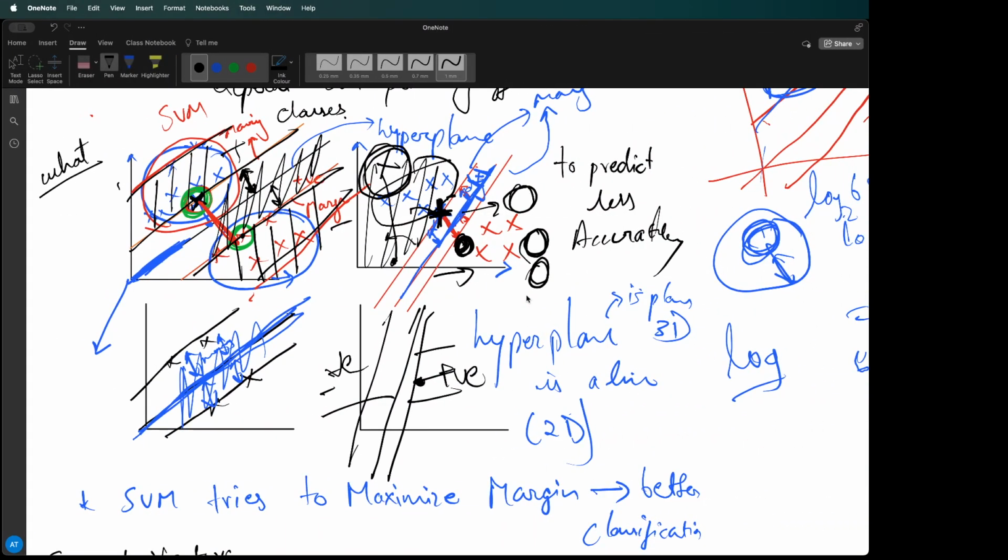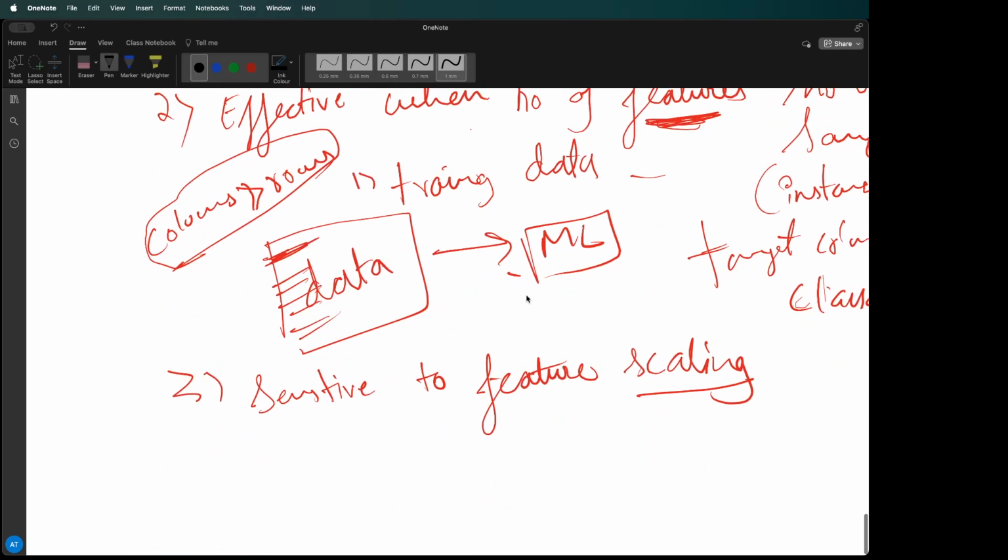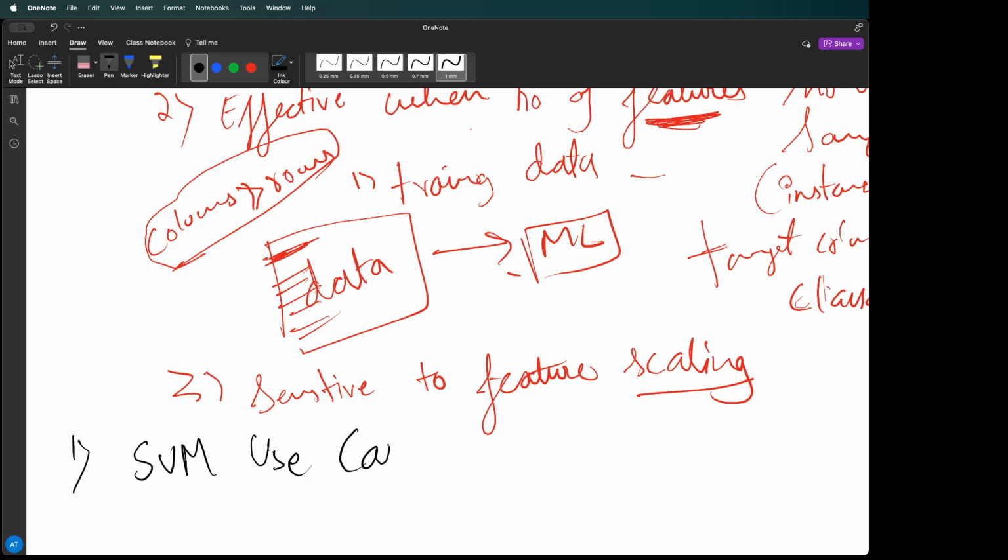Okay then, we will continue forward with some basic use cases, and strengths and limitations. That's it. Two more topics, we will wind it up, because giving too much right now is not needed. Learn only as much as you can digest. SVM use cases.